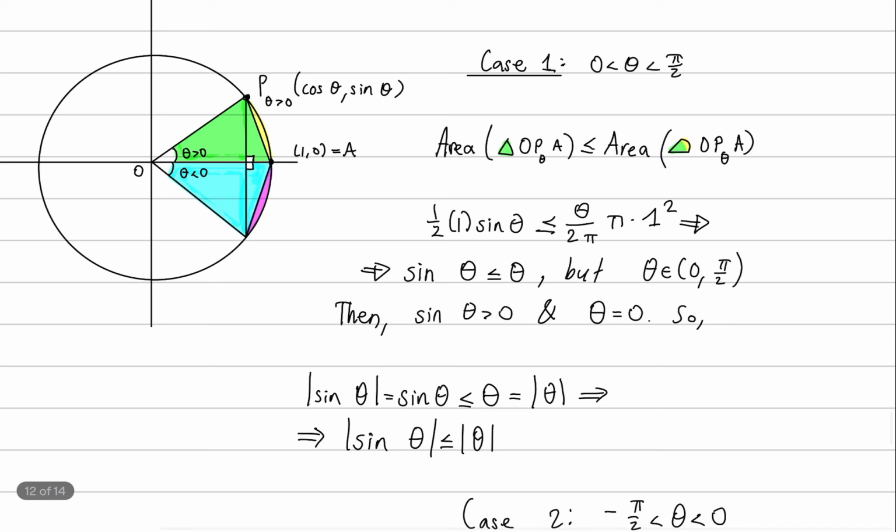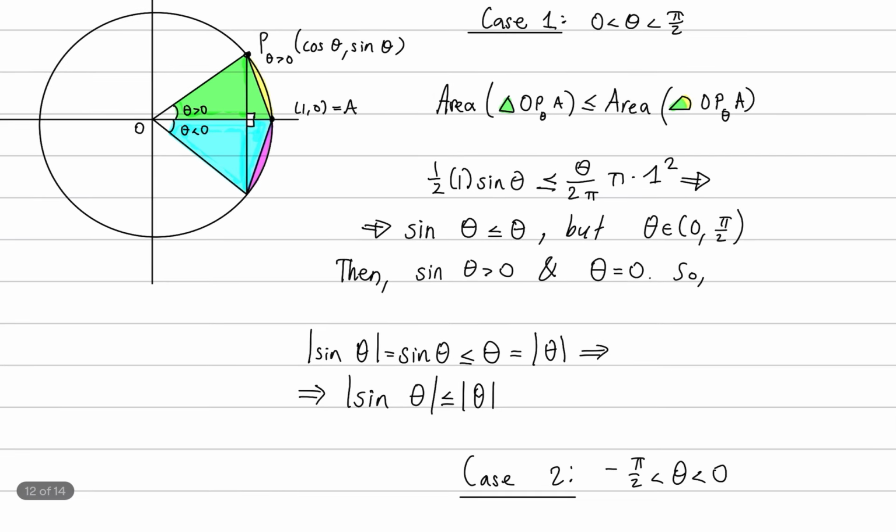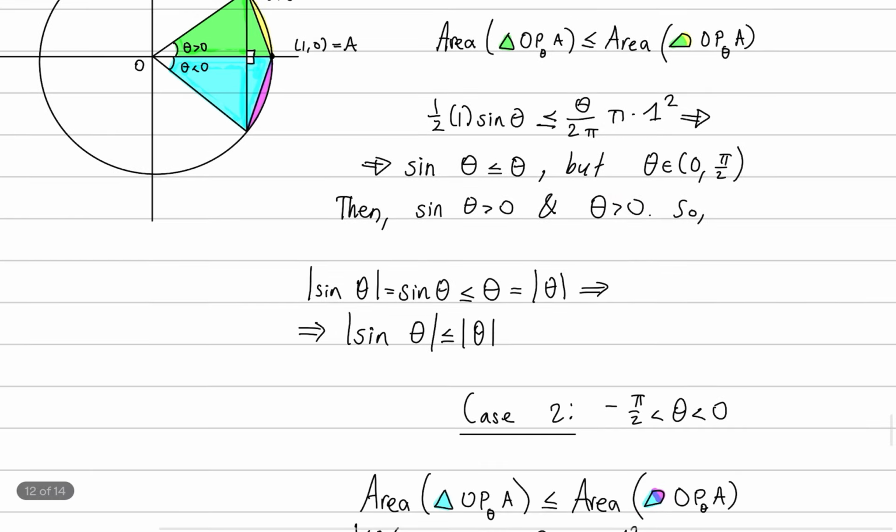So sine of theta is also positive, and theta is positive. So the absolute value of sine of theta is equal to sine of theta, which is less than or equal to theta, which is equal to the absolute value of theta. So we've proven the first case of our lemma.